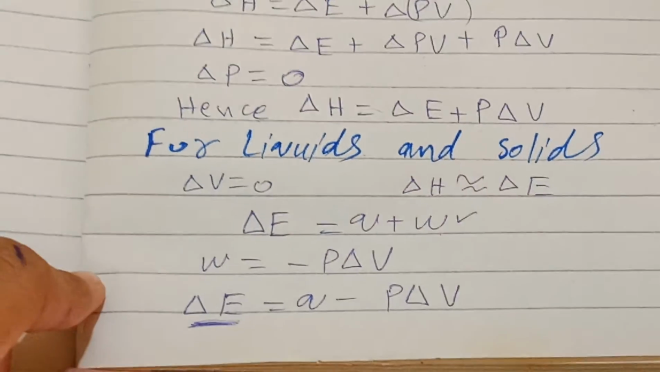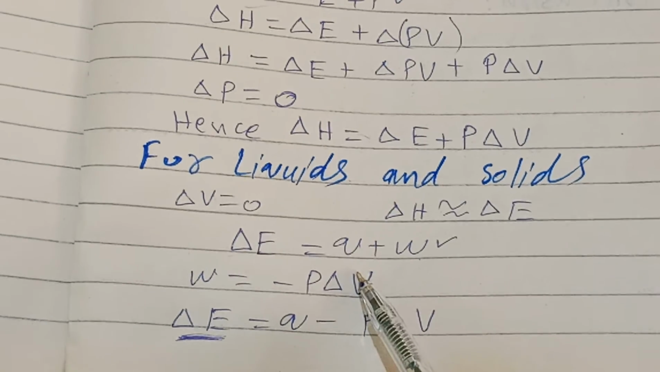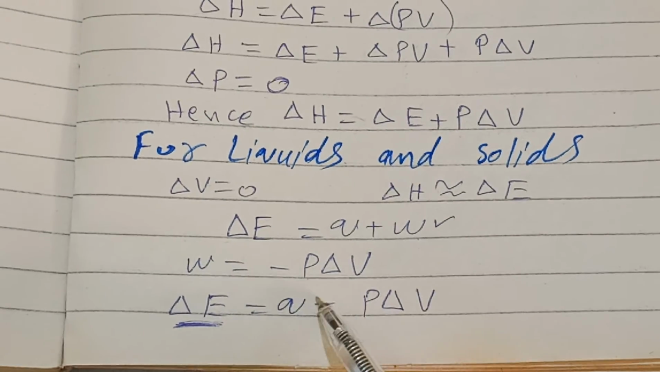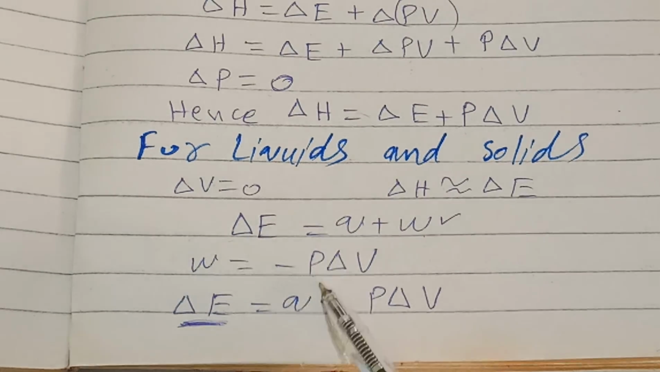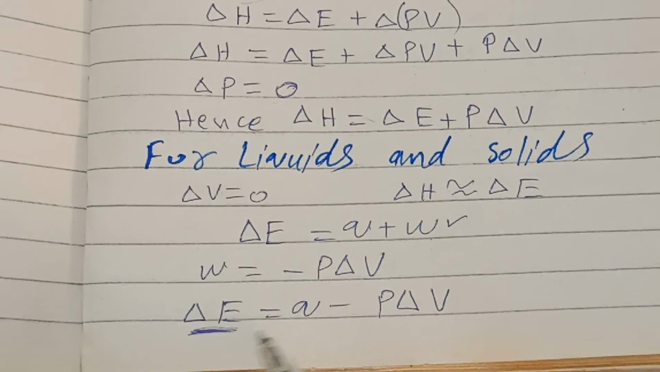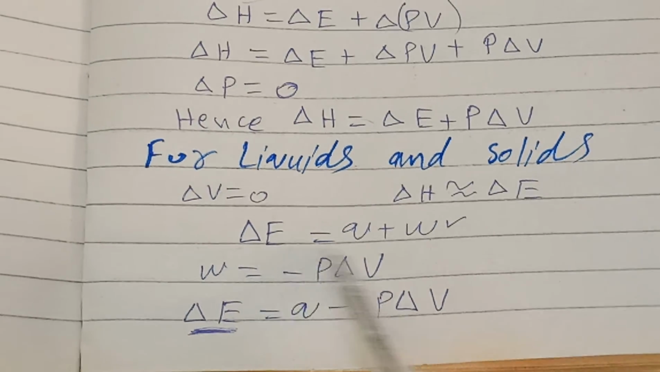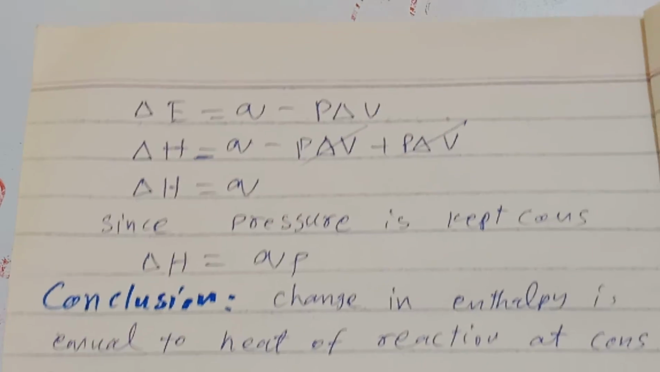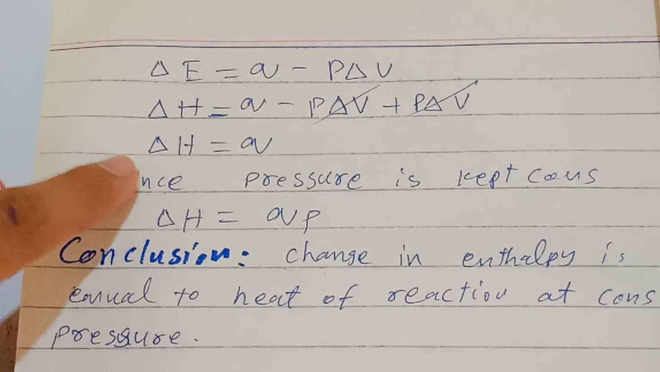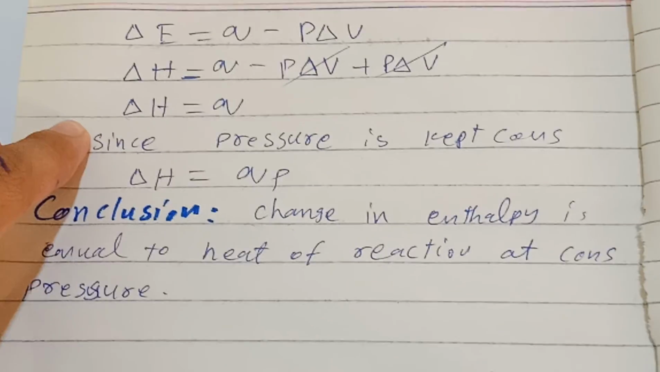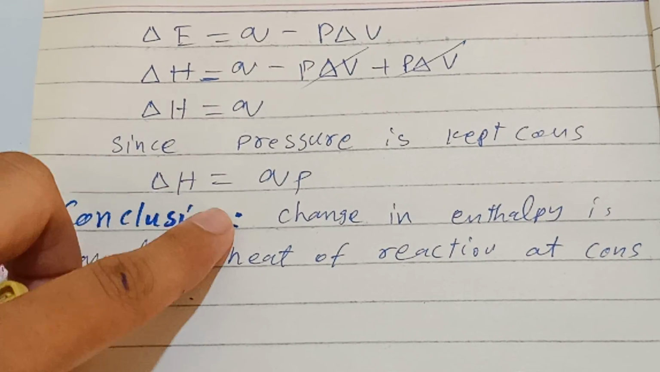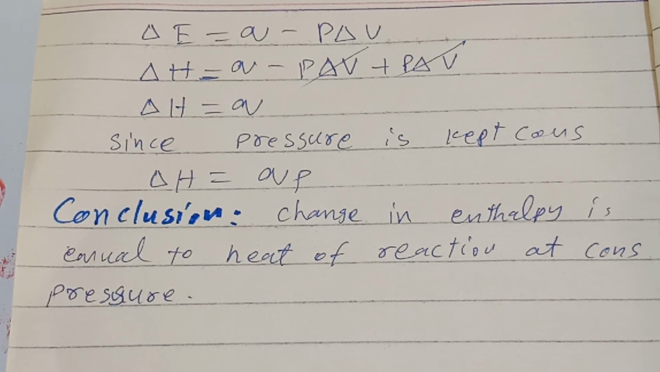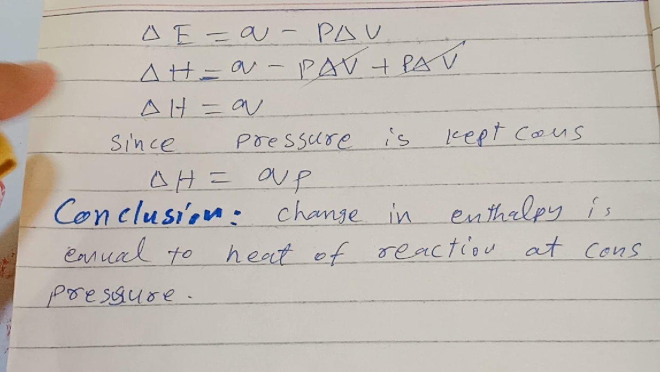By the first law of thermodynamics, delta E is equal to Q plus W. Work is equal to minus P delta V; work is done by the system, so it is taken as negative. Putting this value in the first law of thermodynamics, and putting the value of internal energy in the above equation, we get delta H is equal to Q. As it is at constant pressure, delta H is equal to QP. The conclusion is that the change in enthalpy is equal to the heat of reaction at constant pressure. It is more convenient than working with delta E.